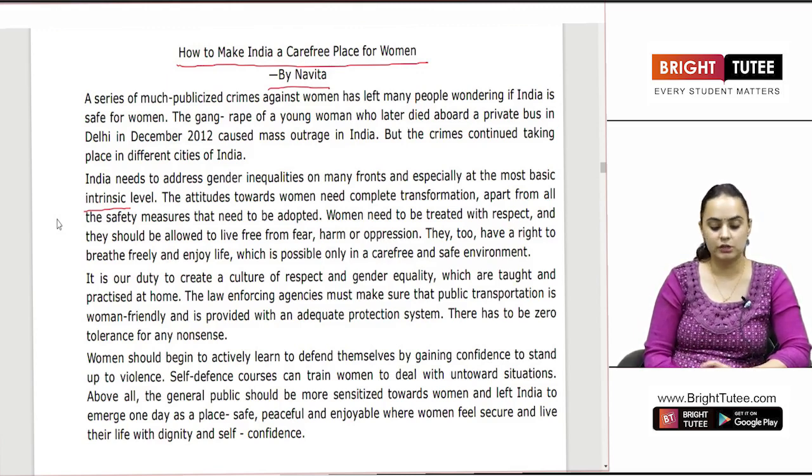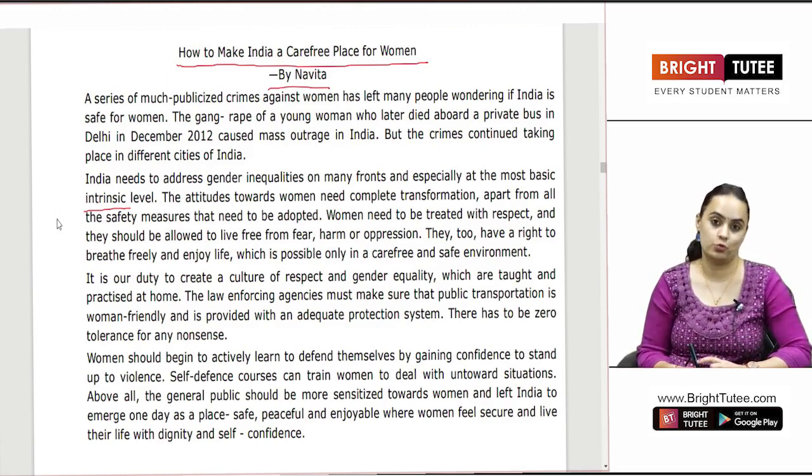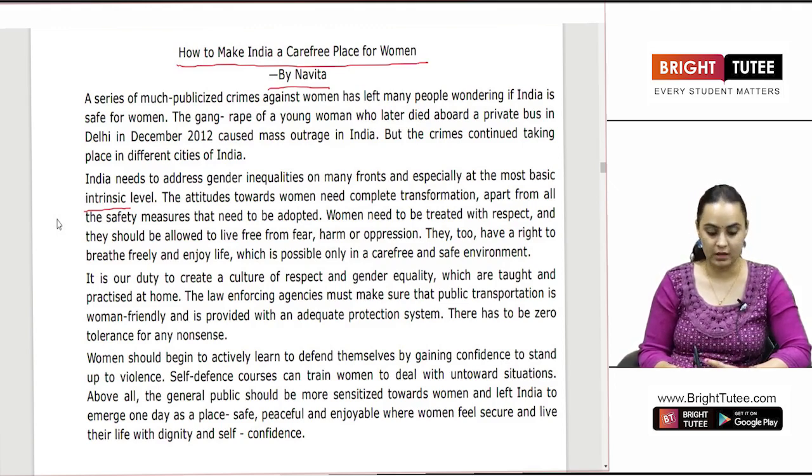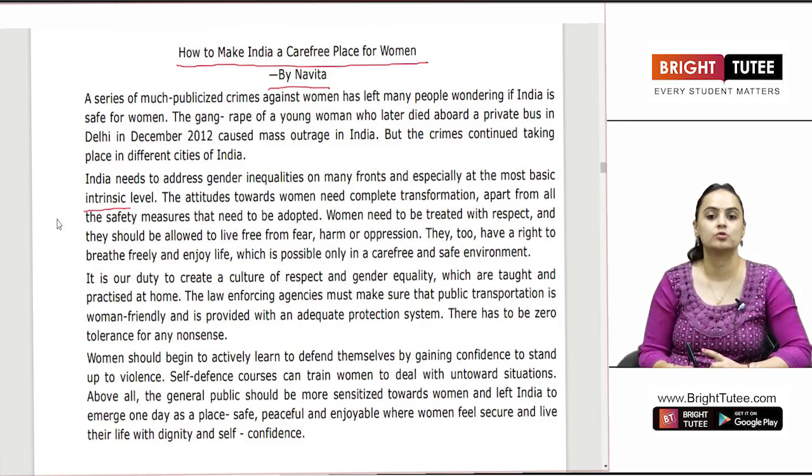It is our duty to create a culture of respect and gender equality, which are taught and practiced at home. So if you want to teach the people to treat women in a nice manner, that has to begin at home. The law enforcing agencies must make sure that public transportation is women friendly. So the public transportation should be women friendly. This has to be kept in mind, and is provided with an adequate protection system. There has to be zero tolerance for any nonsense.